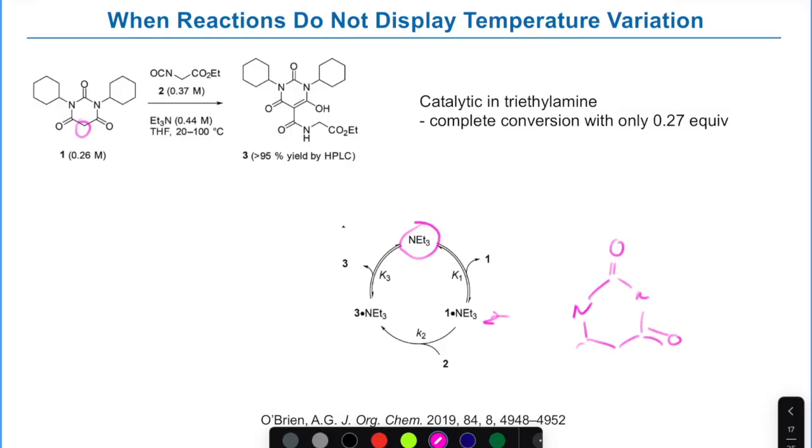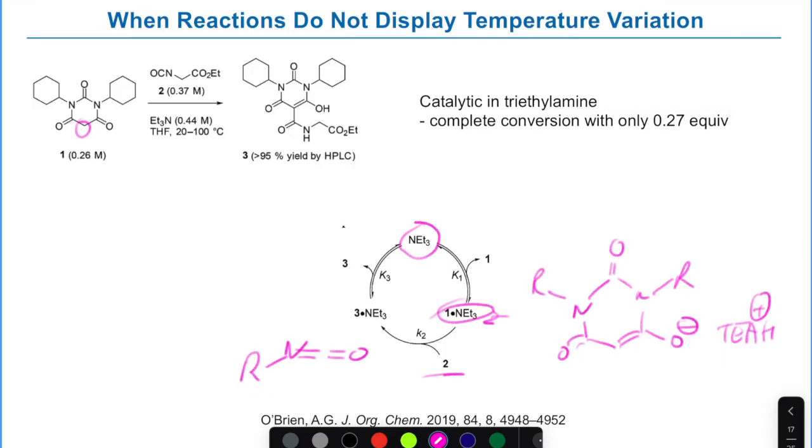Let's draw it out like this. O minus, and it's triethylamine hydrochloride, or H+. And you've got your two points. So what they're referring to is this 1-triethylamine is just the salt form of that. You're bringing in your electrophile, so that's just your isocyanate, NCO.